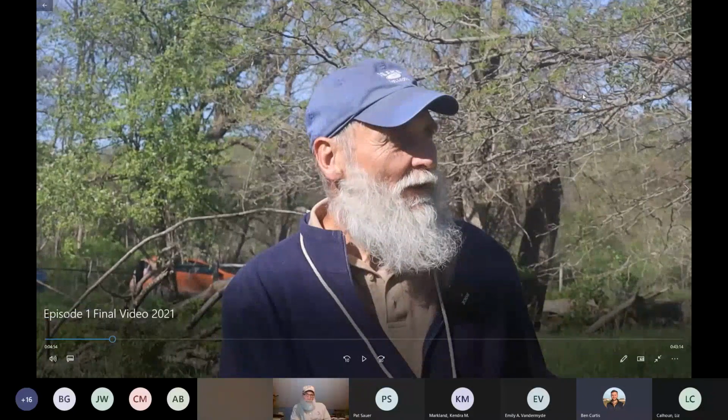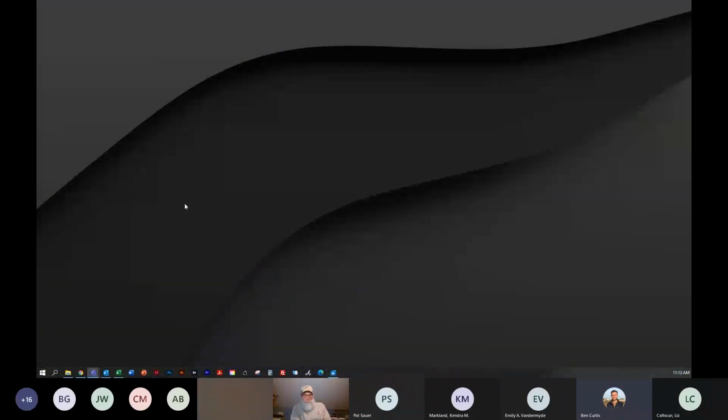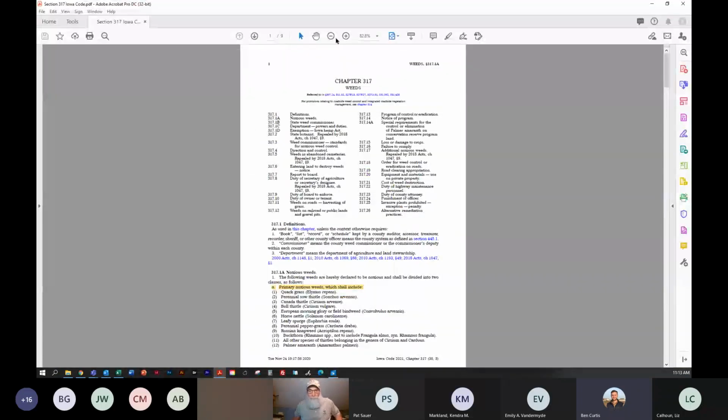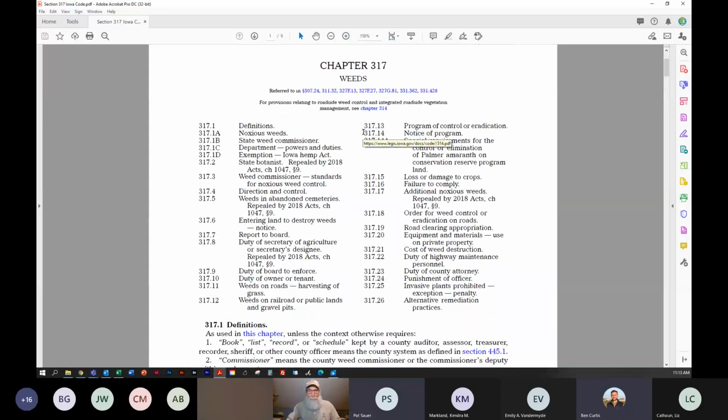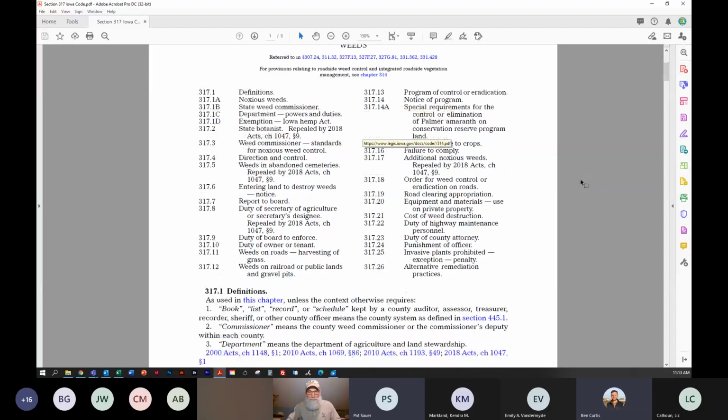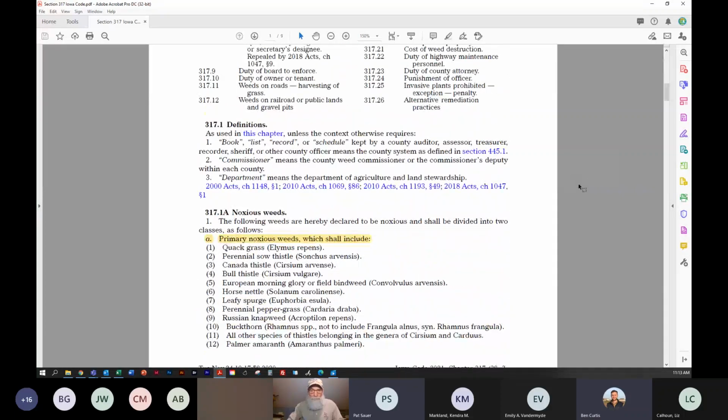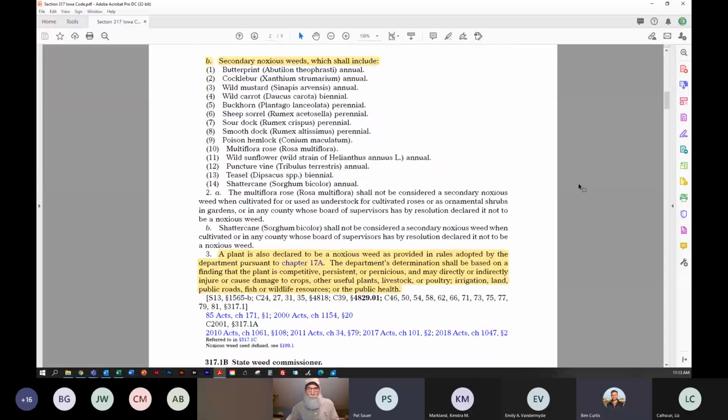So I think we should stop here and pull up the state code and have a little bit of a discussion on those three definitions, if we could, Tom and Pat. Okay, and as we mentioned earlier, you were sent the link to this, so you have it. This is a direct view of Iowa Code Chapter 317 on weeds. So Tom, if you care to, and Ben, if you could scroll down, look at the definition in the code of what a weed is, and then let's focus on the different categories that they provide.